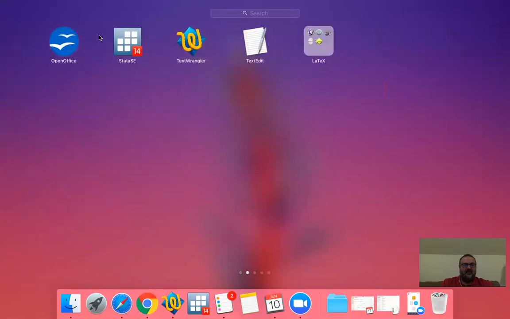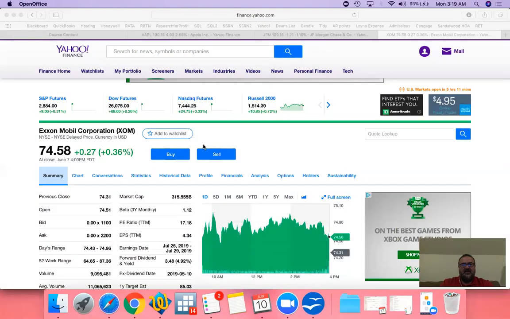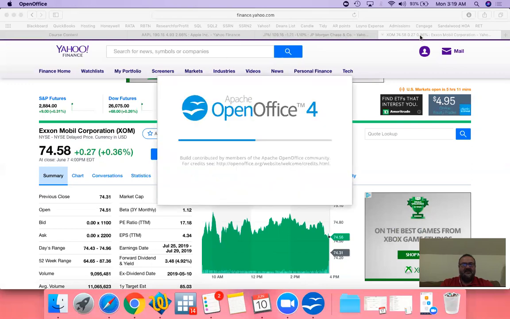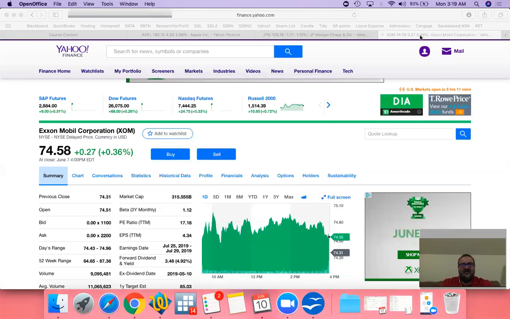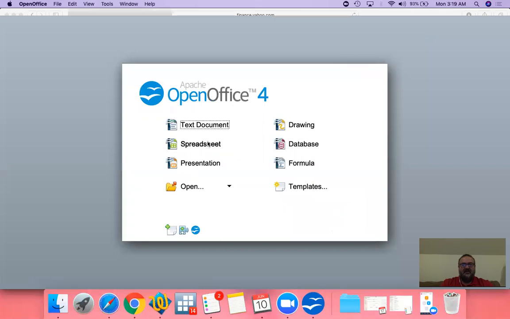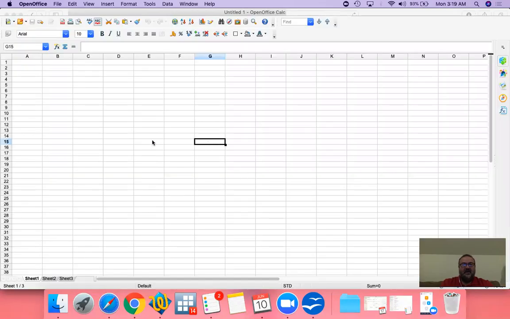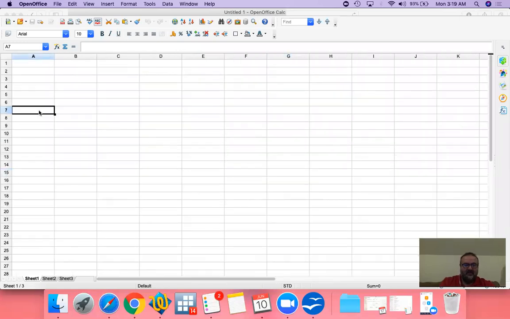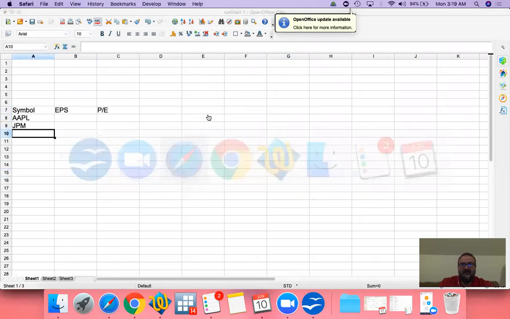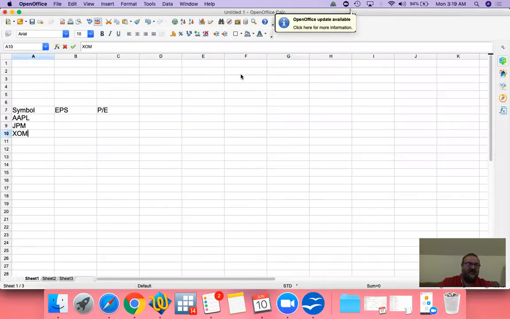So I'll start a spreadsheet, and I'm going to be using Apple, JP Morgan Chase, and Exxon, not for any particular reason, but these are companies that have relatively low, or at least not too high, PE ratios, so that makes it a little bit easier to show as an example. So I will start with their symbols. I need their earnings per share, I need their PEs, and so we'll have Apple, JP Morgan Chase, just to make sure, and then we have Exxon.